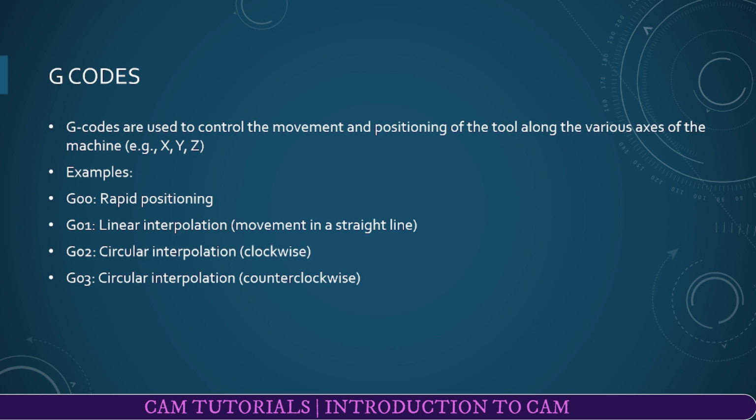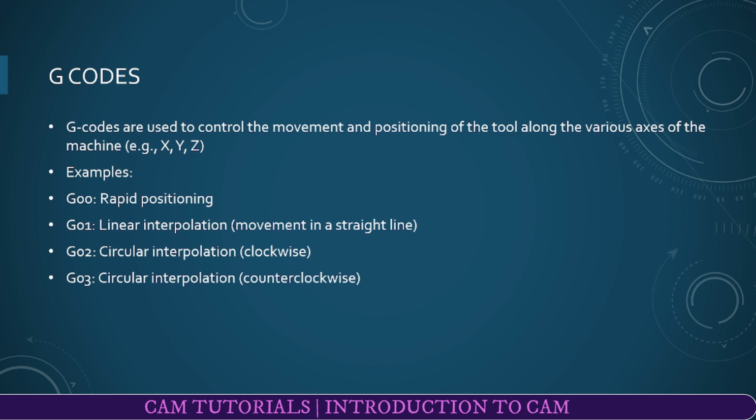For example, G00 is rapid positioning. Rapid positioning means that if you put G00 and then give your axis position, for example X10, Y20, it will rapidly move your tool to that position. And then there is G01, linear interpolation, meaning the movement will be in a straight line. In this, your tool will move according to the feed you have provided. Then G02 is circular interpolation clockwise, and G03 is circular interpolation counterclockwise.